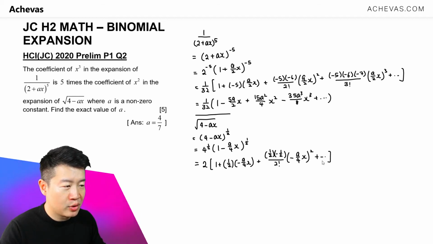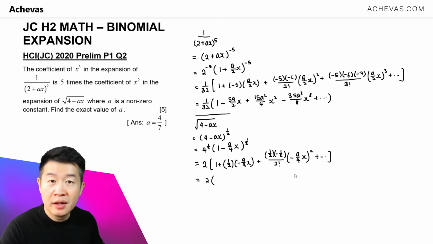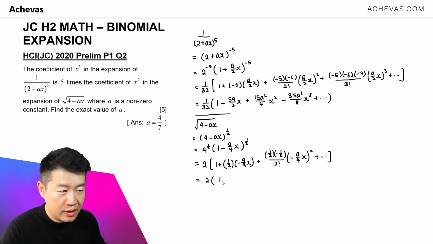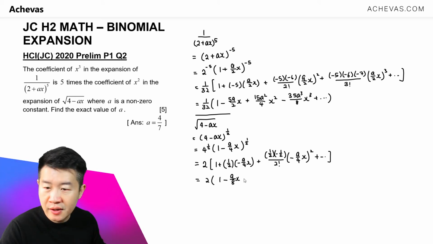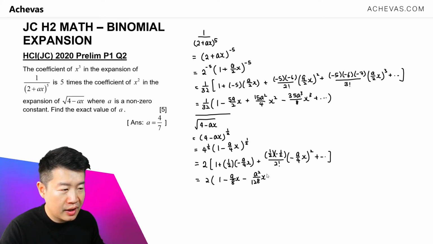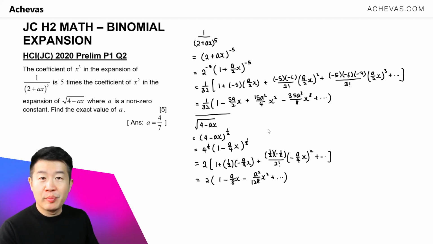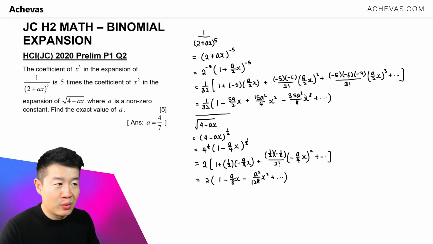divided by 2 factorial, times (minus a over 4 x) squared, and so on. It is an infinite polynomial again. So this is going to be 2 here. It is going to be 1 minus a over 8 x, then minus a squared over 128 x squared, and so on. So we are going to be comparing the coefficient of x to the power of 3 and x to the power of 2 here.